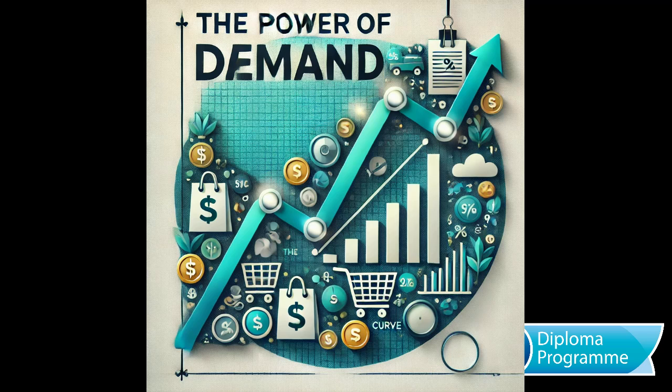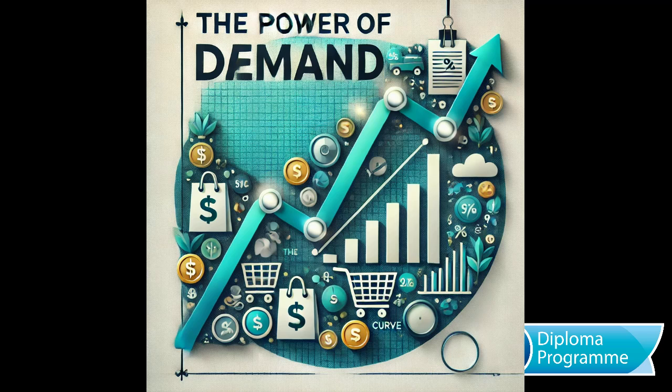Here's a relatable example. Movie tickets. If tickets cost $20 each, fewer people might go to the cinema, especially families who would need to buy multiple tickets. But if the price drops to $10, more people are likely to go. The curve reflects this dynamic, but the demand curve isn't set in stone.